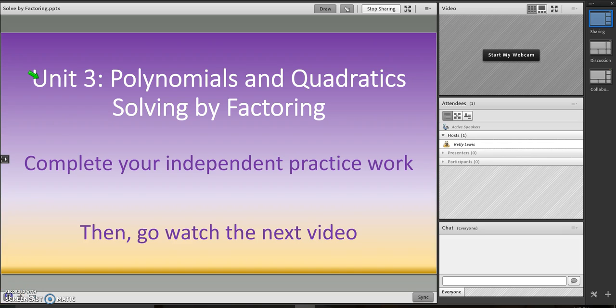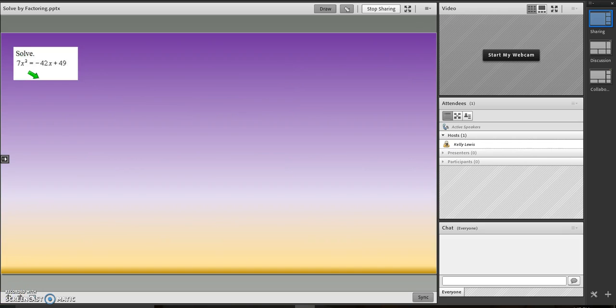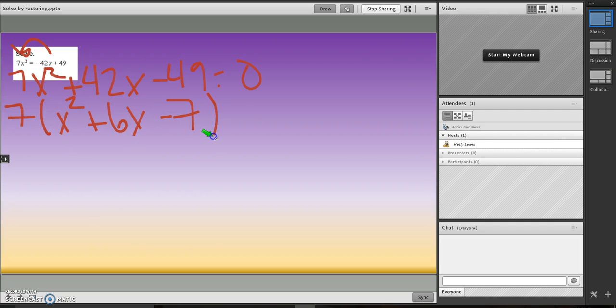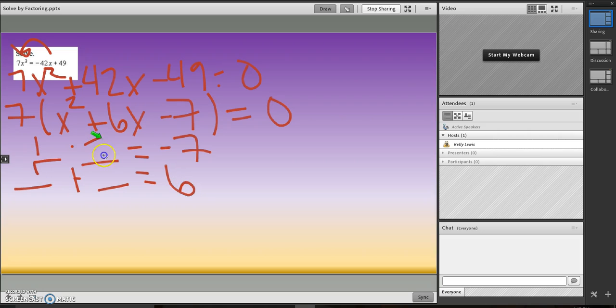Let's do right here. Alright, 7x squared, move everything over, plus 42x. When I move it across the equal sign, I'm going to change the sign. Minus 49. I can take out a 7. So I get x squared plus 6x minus 7. I'm just going to deal with the stuff inside. What multiplies to give me negative 7 and adds to give me 6? So 1 and 7.